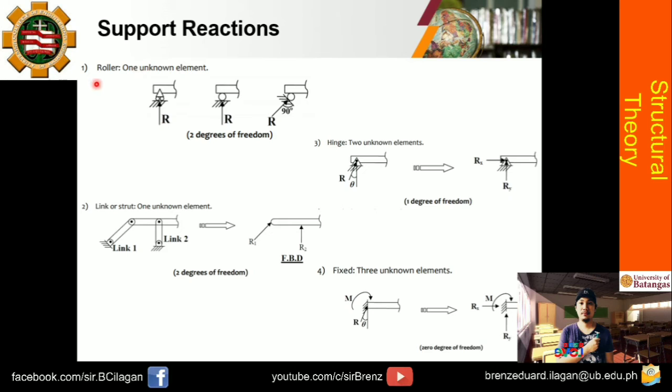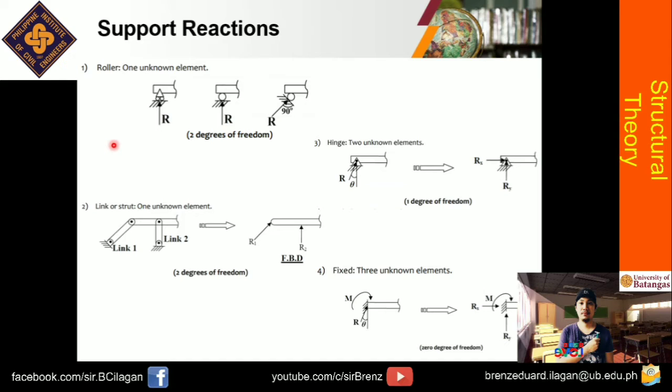The first one, we have here a roller support. This is a one-unknown element. Kapag roller ka, this is usually designated by a symbol na ganito, a triangle with two wheels sa baba, and the reaction is always perpendicular to the surface. Sometimes it is also denoted by a symbol na ganitong shape, bilog lang. And sometimes your roller can act on an inclined surface, but by the definition itself, the reaction is always perpendicular to the surface. So we have 2 degrees of freedom. Ano bang ibig sabihin dito?